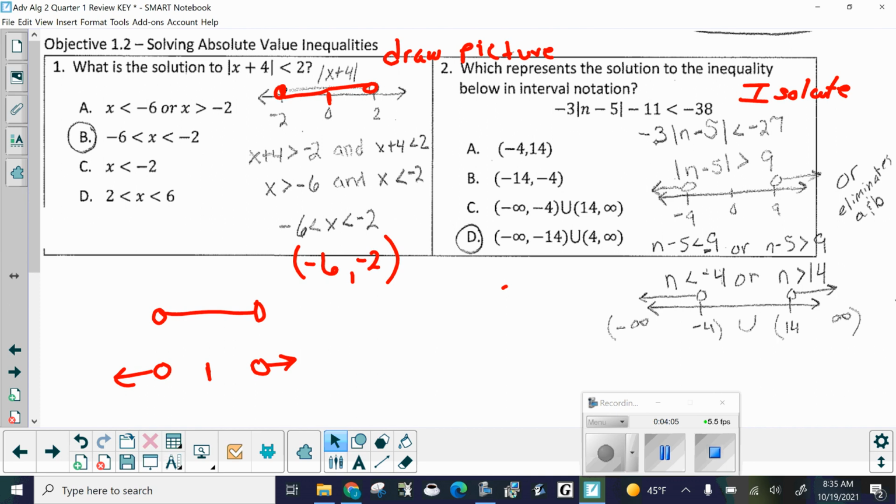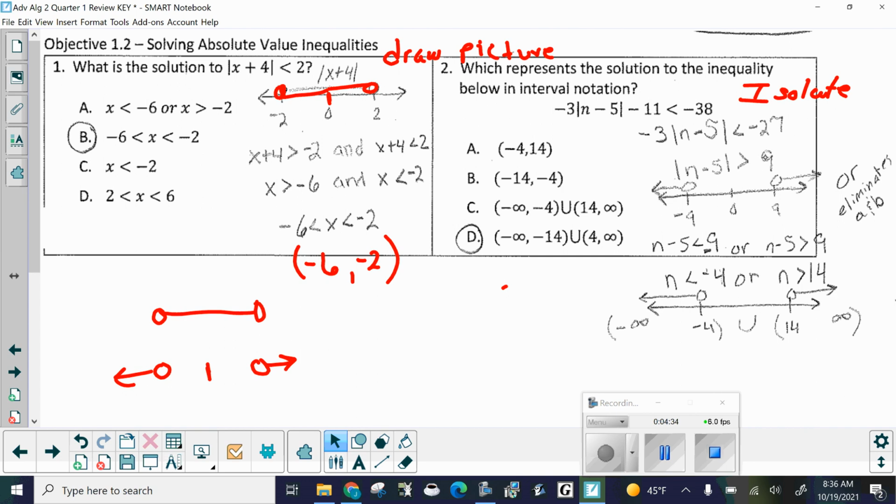Then I'm going to divide both sides by negative 3. Again, remember from the first objective, we can't distribute into absolute values. So I divide and I get absolute value of n minus 5 is greater than 9. Why did I change my inequality? I reversed the inequality because I divided both sides by the same negative value.